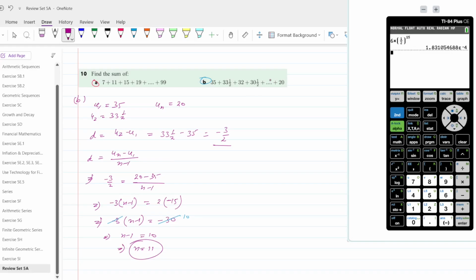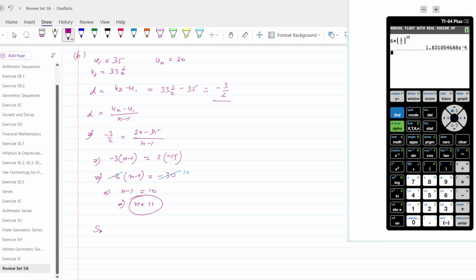We know there are 11 terms in this series. So Sn equals n divided by 2 times u1 plus un. So S11 is 11 divided by 2, u1 is 35, un is 20. So this becomes 11 by 2 times 35 plus 20, which is 55. So this number is going to be the answer. Let's go to the next problem.